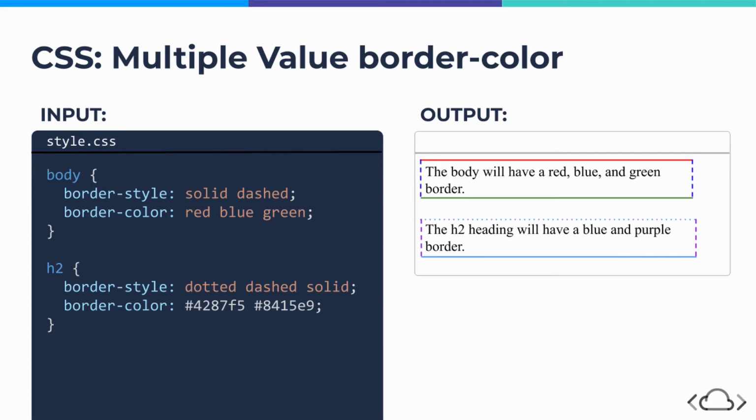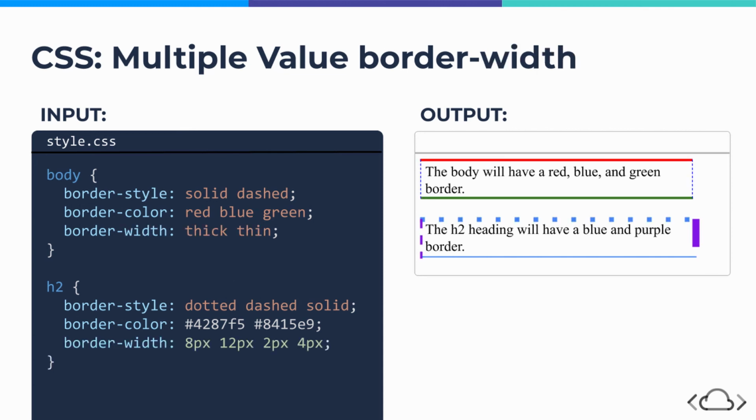Here's an example of adding border color. The body's top is red, the sides are blue, and the bottom is green. H2 colors are written in specific hex values too. In this instance, the top and bottom are a shade of blue, and the sides are a shade of purple. In this last example, we add the border width. The body has the top and the bottom as thick, and the sides are thin. H2 has the size specific to pixel values for each of the 4 sides.